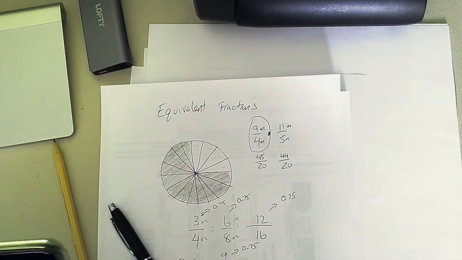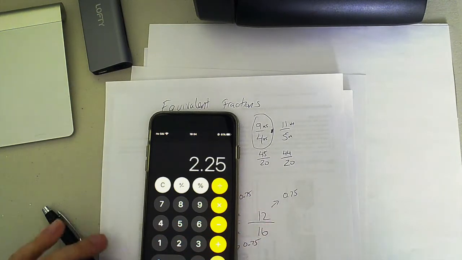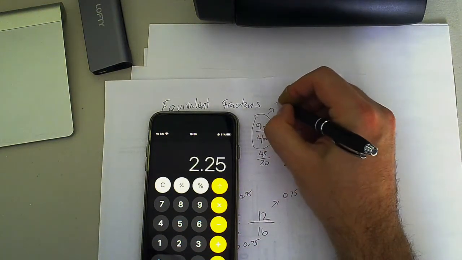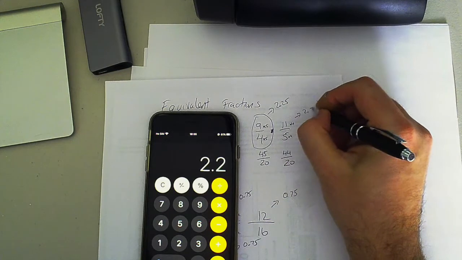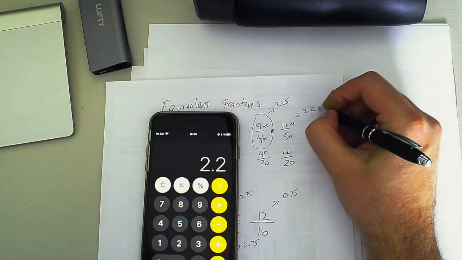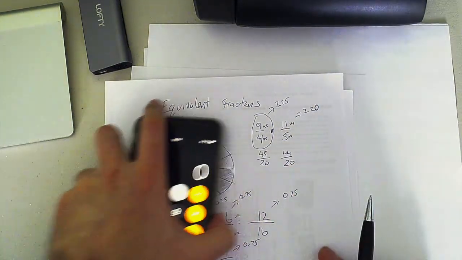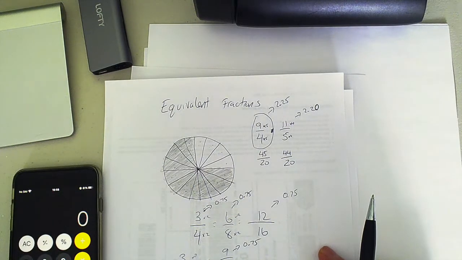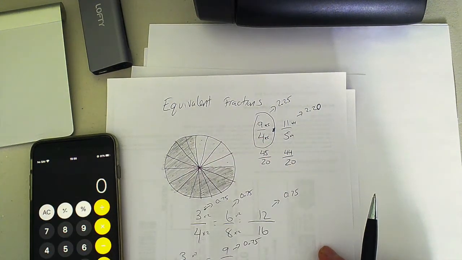But this is also where you can use the calculator again to help you. 9 divided by 4 equals 2.25. 11 divided by 5 is 2.2. And if there's no number beside it, it's a 0. So now we know that 25 is a bigger number than 20. So this is one way you can see if your fractions are equivalent or not. Use the calculator to help you. You can use some multiplication and use some division.